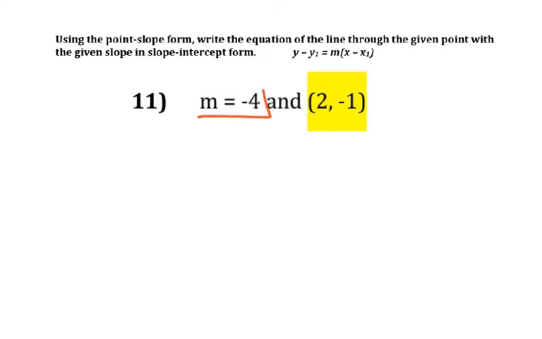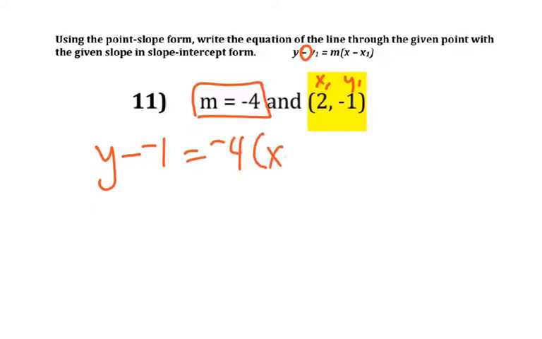The next one, the slope is -4 and the point is +2, -1. So this is my x sub 1, my y sub 1. Especially here at the beginning, it might really help for you to label your points like that. So I'm going to say y minus -1. So the minus sign is part of the formula. So if it's a negative, you also have to put a negative. So then I'm going to do that. Then -4 times x minus 2.